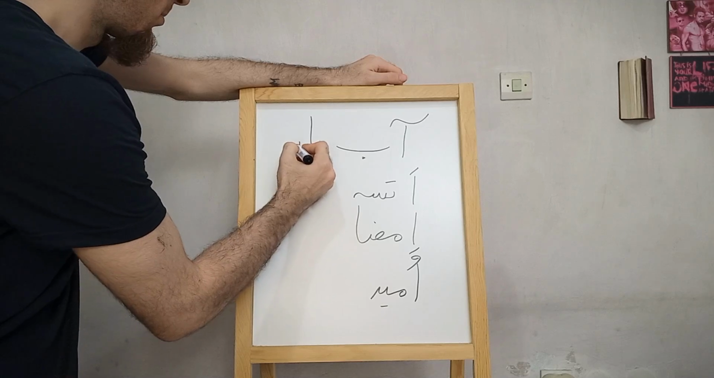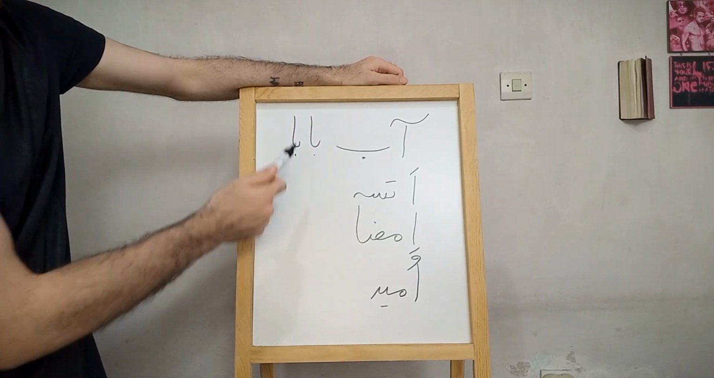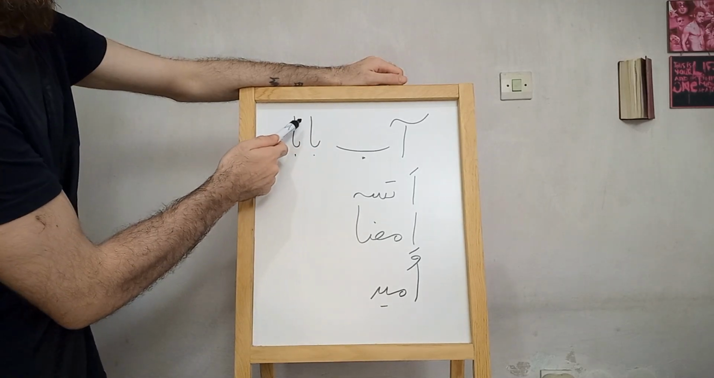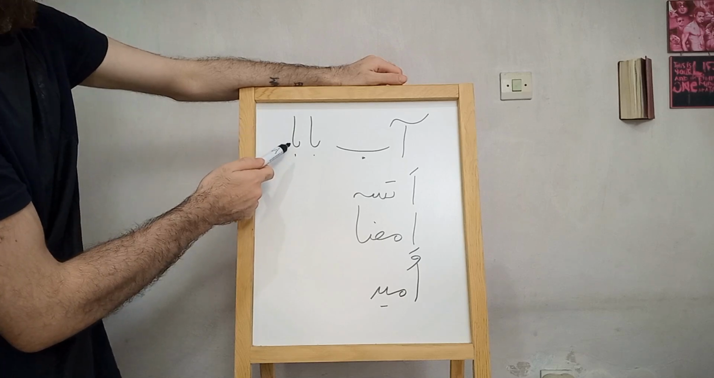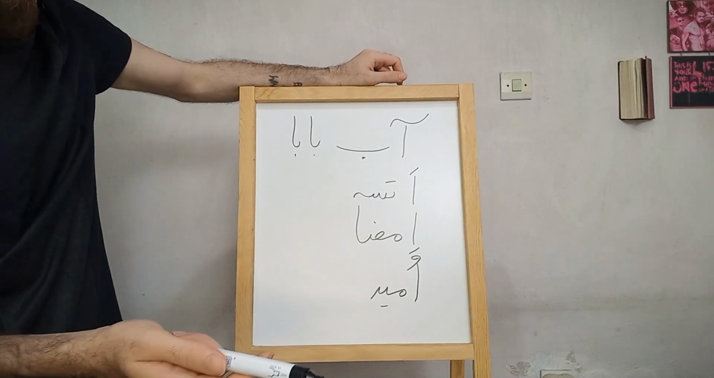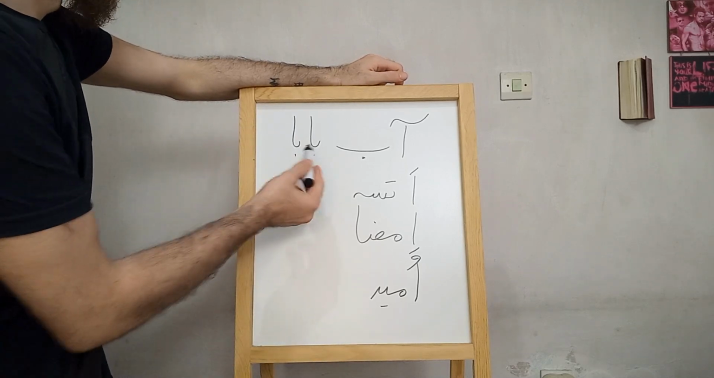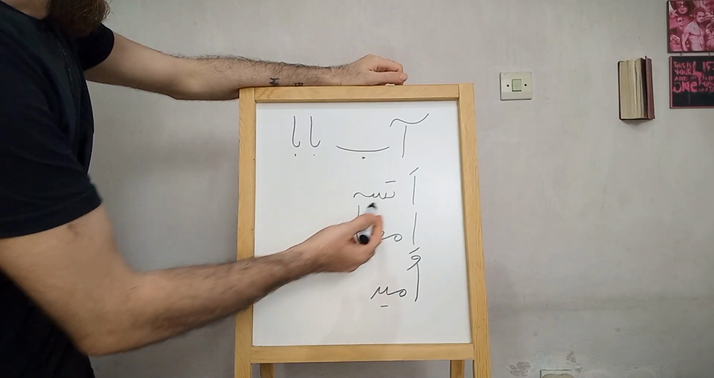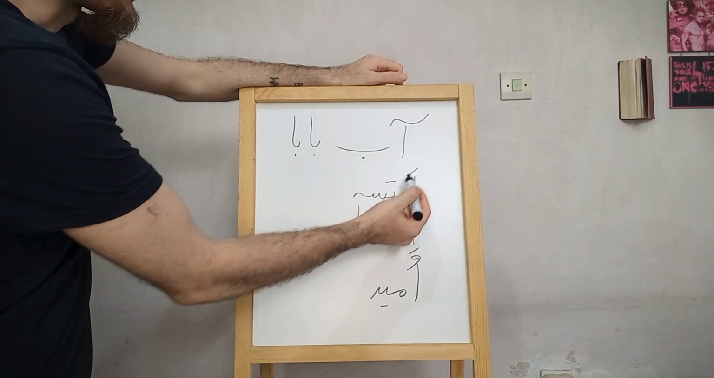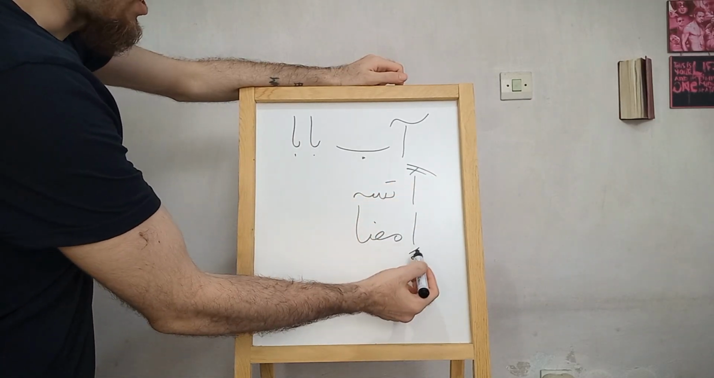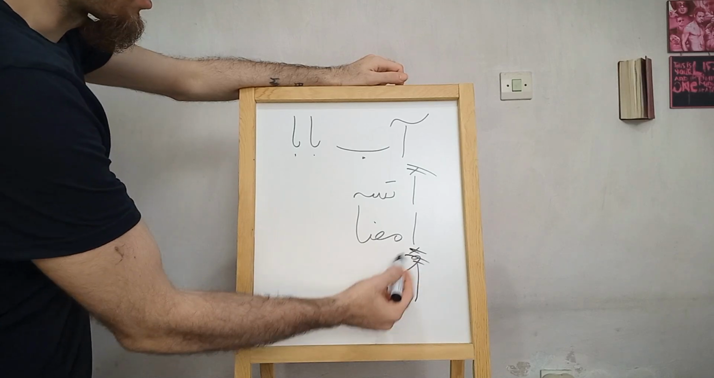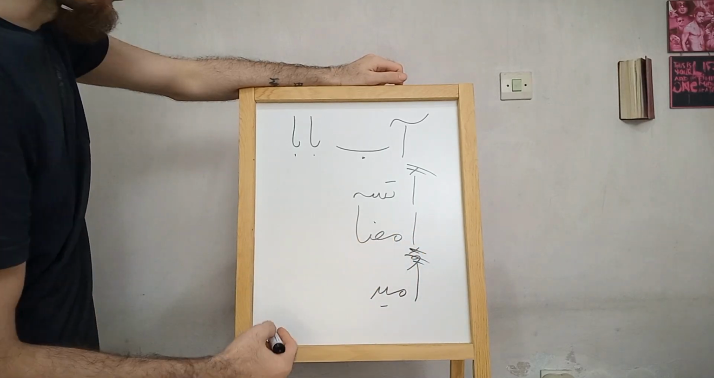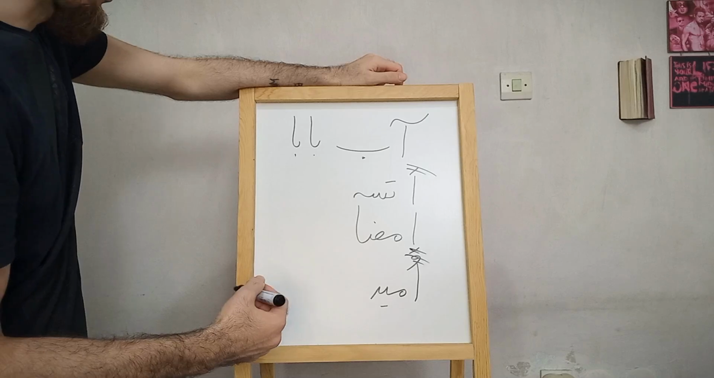So what if A comes in the middle, like ba, ba? It loses the hats. We have two long vowel A, ba, ba. In English, it's papa, right? Ba, ba. Same goes with these ones. They lose the hat too. The hat goes, and this little thingy O also goes away.